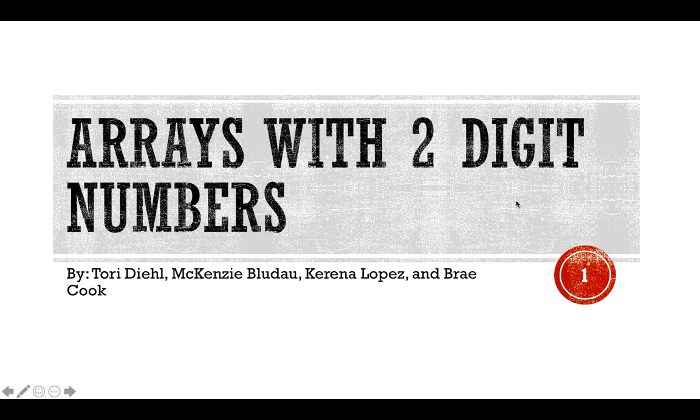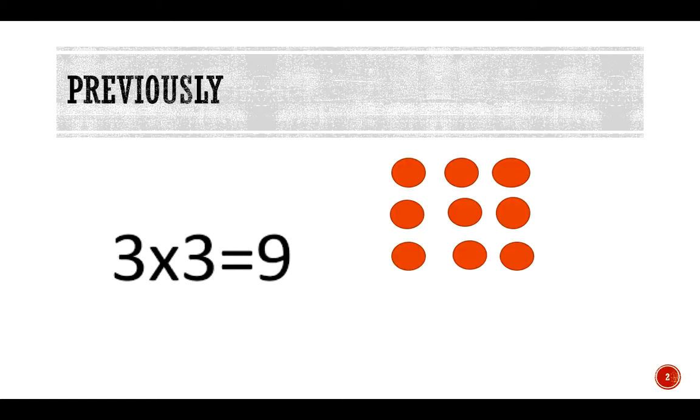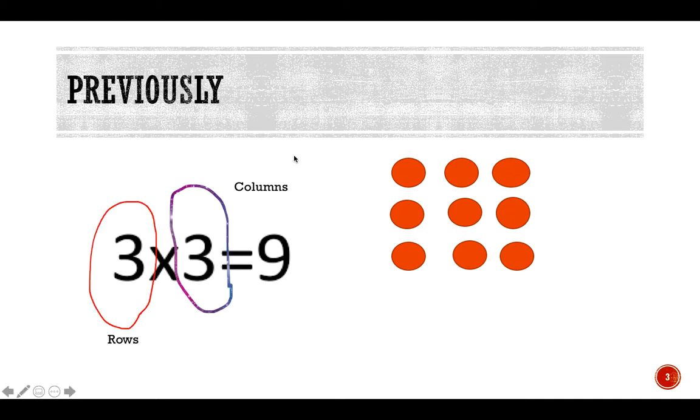Hello, fourth graders. Today we are going to expand our knowledge of arrays by working with arrays with two-digit numbers. Before, we've built arrays with single-digit numbers such as 3 times 3, which equals 9. The first number is the rows, which is going across, and the second number is always going to be the columns, which is going down.